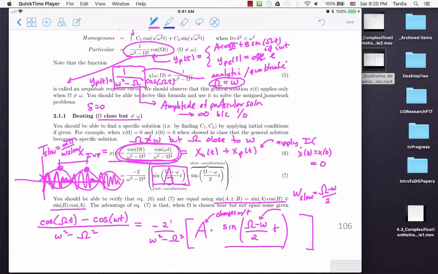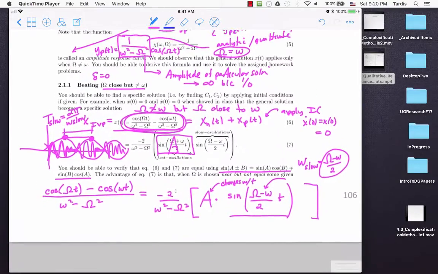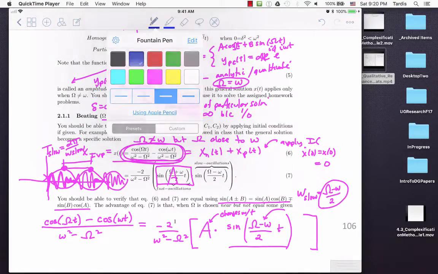So if you look at the difference of the two forcing frequencies and divide it by 2, and then divide that answer by 2 pi, that'll give you how far apart the peak to peak is on the packets. Okay, you can look at this term differently.